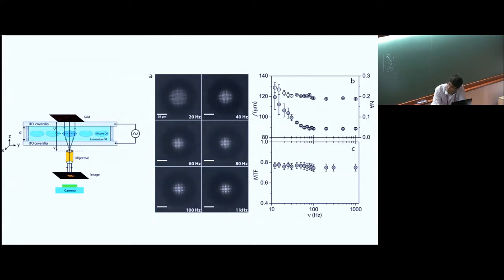So the way we do it is we place a grid up here, and then observe this grid through this droplet array, and then change the frequency in the system. So you can see the first image is out of focus, and as you are sweeping the frequency, it comes into focus.